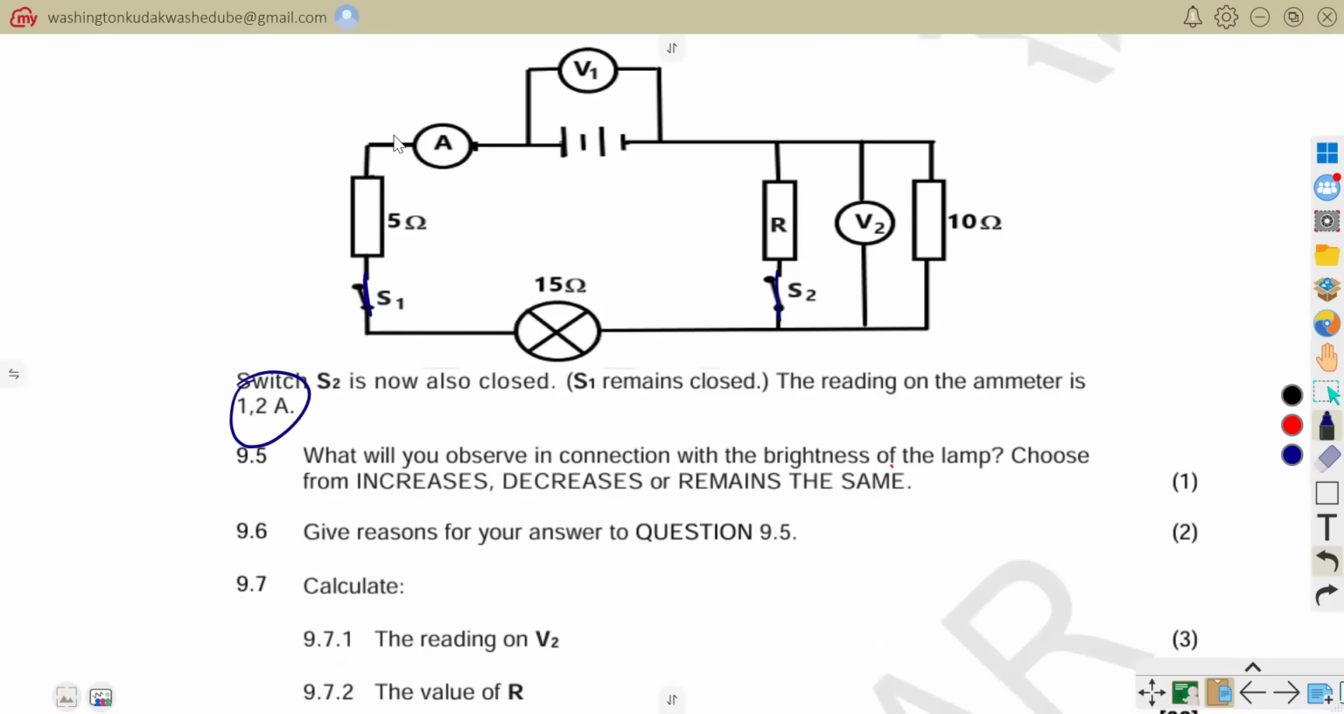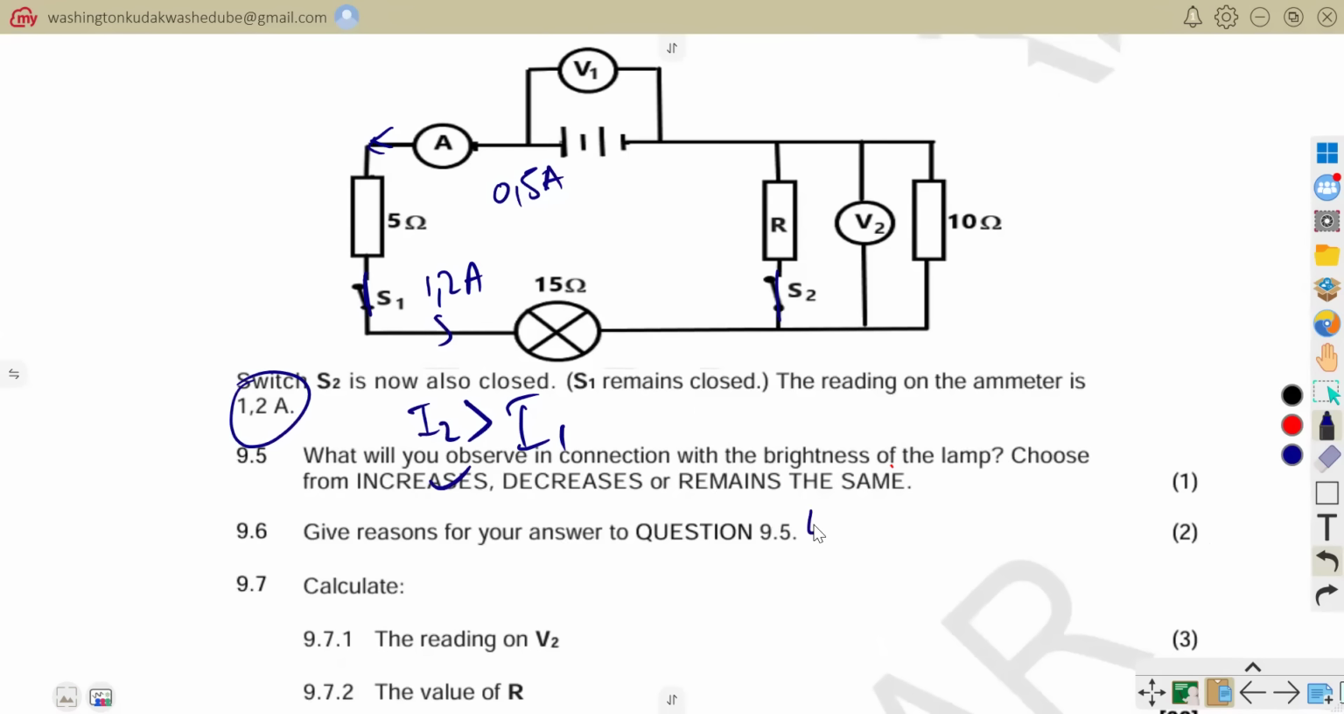When we increase the current that is flowing through the circuit, that would be the current flowing here. We are now having 1.2 amps. We were having 0.5 amps. So you can see that the current has increased. Since current 2 is now greater than current 1, the energy that is passing through this bulb will increase. Hence, therefore, the brightness will increase. Give a reason for your answer.